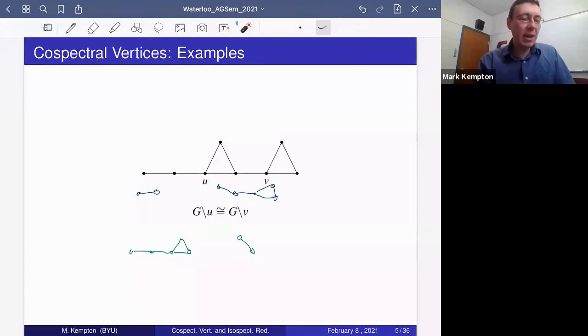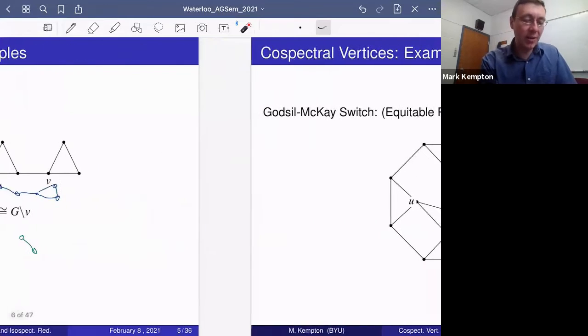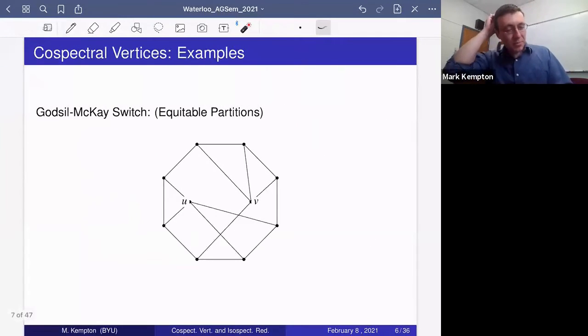The point of that example is that there's no automorphism here taking U to V or V to U, but G minus U and G minus V still are isomorphic to each other. But this property that G minus U and G minus V are isomorphic is also not necessary. They just need to be cospectral. So how could that happen?